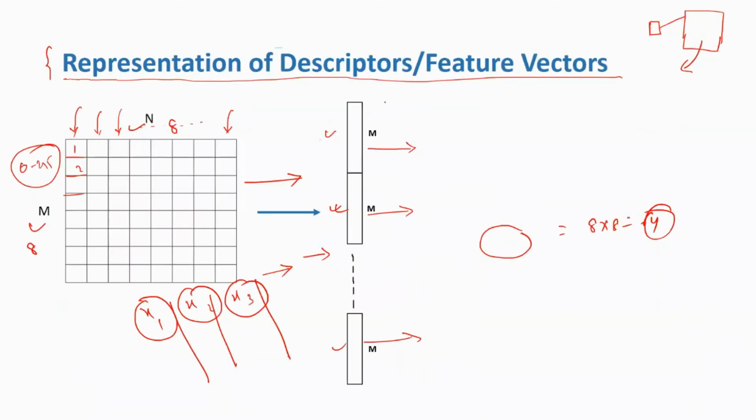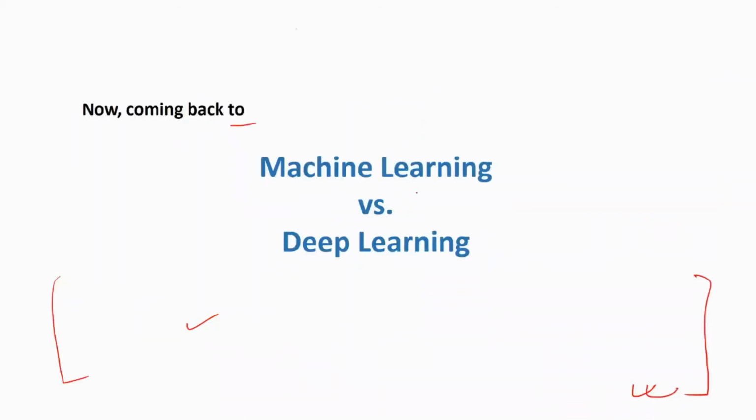Now we were talking about this, representation of descriptors or feature vectors. How will we represent the descriptors or feature vectors? This is a representation. Given any image of size m cross n, we will represent all the features or feature vectors or descriptors in this form. Okay, this is the representation.